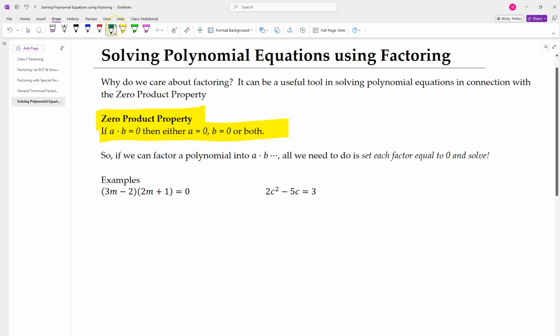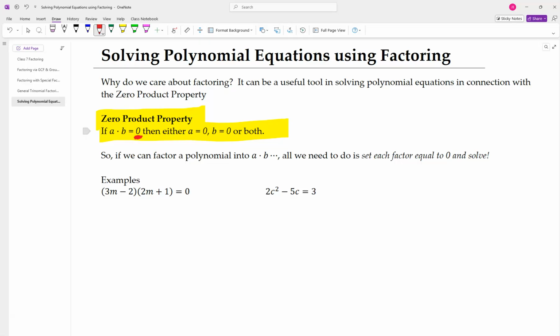What we need to see is that in our factoring, we need it to be factor 1 times factor 2 is equal to 0. Then we set each factor equal to 0 independently and solve. That's what the zero product property is saying. And I really want to emphasize that you have to have it equal to 0, not a different number.